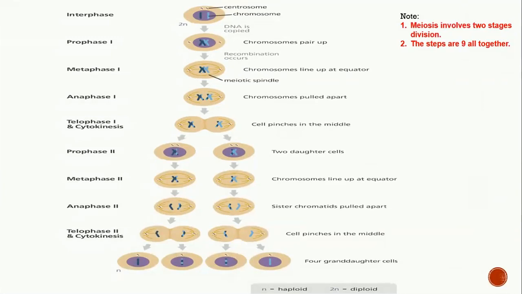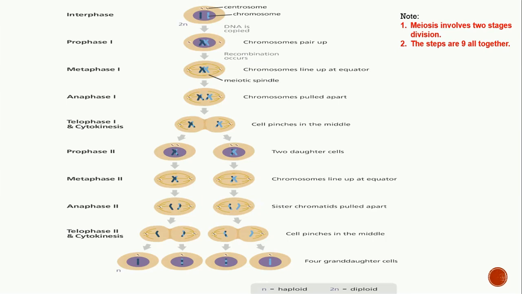Now, take note, we have 9 stages, and here the cells involved divide twice. Okay, so the stages, we have the IPMAT, which is the normal stage, just like in mitosis. So we have interphase, prophase 1, metaphase 1, anaphase 1, telophase 1, and then we have prophase 2, metaphase 2, anaphase 2, and telophase 2. So the acronym for that is IPMAT, PMAT.